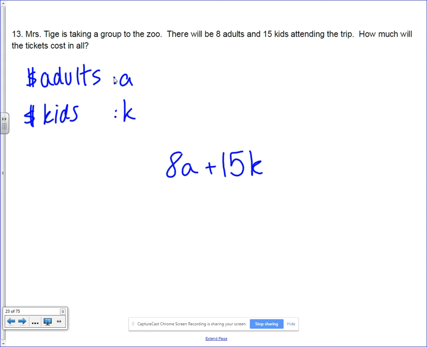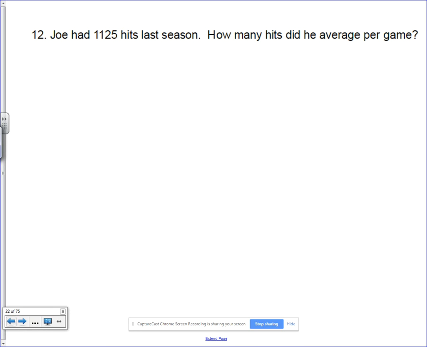Okay, let's go back up above that to Joe, number 12. Number 12, please. Go ahead and read about Joe. He plays baseball. The key word here is average. How do you find an average? Divide. You add them all up and divide by the number of games.